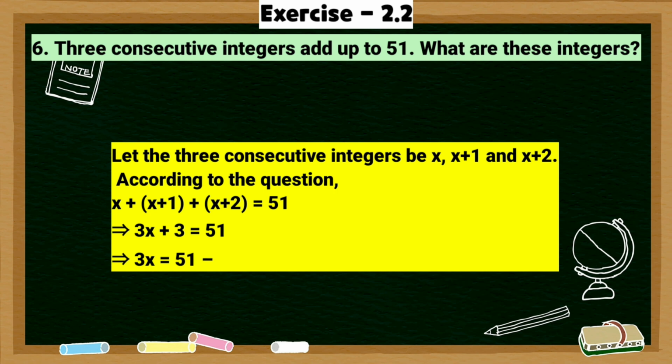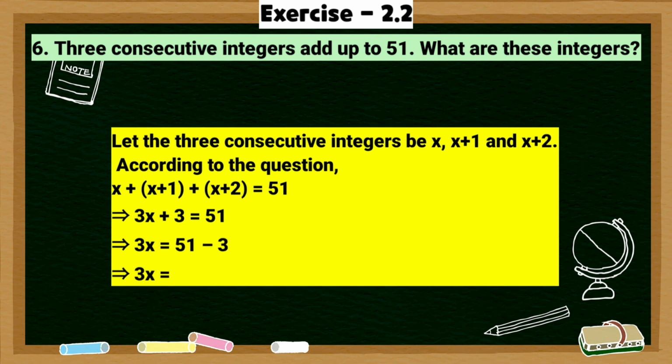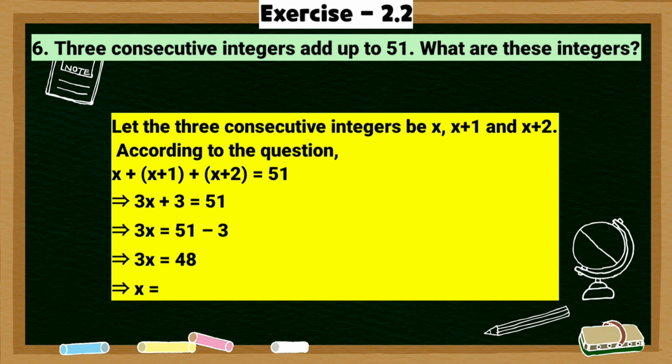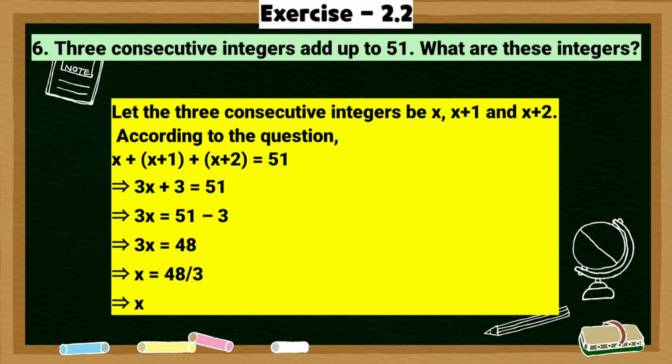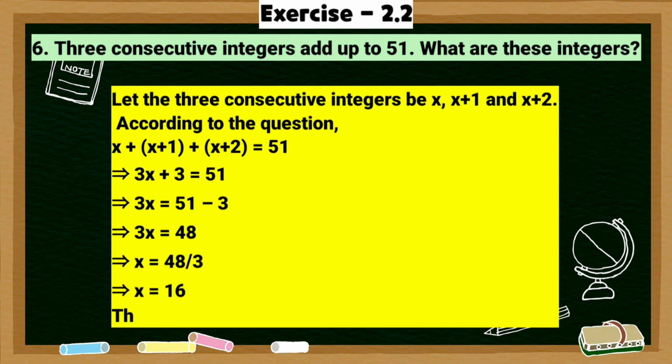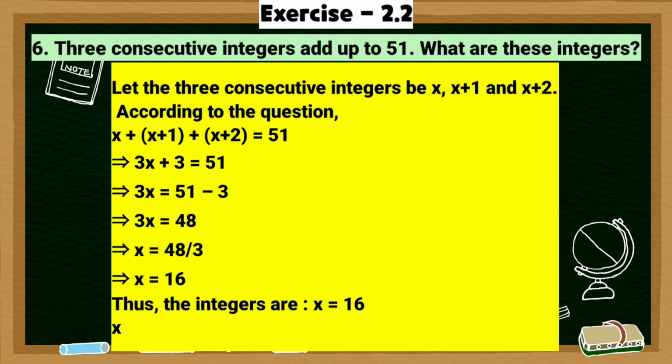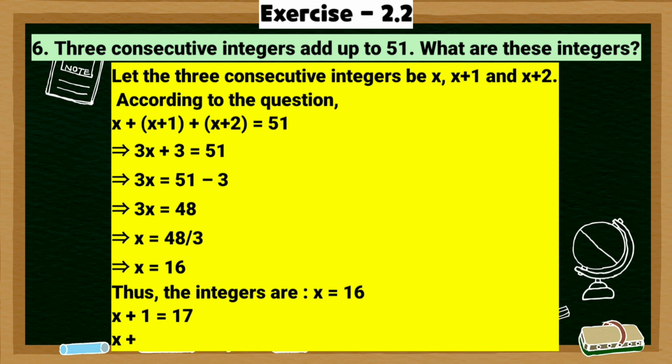3x is equal to 51 minus 3. 3x is equal to 48. So x is equal to 48 divided by 3. So our answer is x is equal to 16. So the integers are: first, x is equal to 16. Second is x plus 1, that is equal to 16 plus 1, 17. x plus 2, 16 plus 2, that is equal to 18. So integers are 16, 17 and 18.